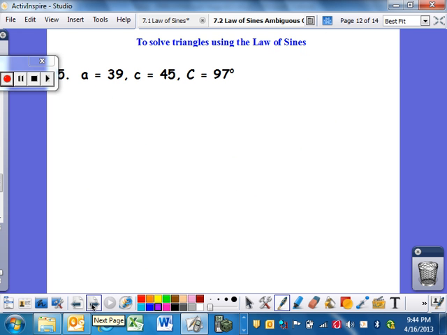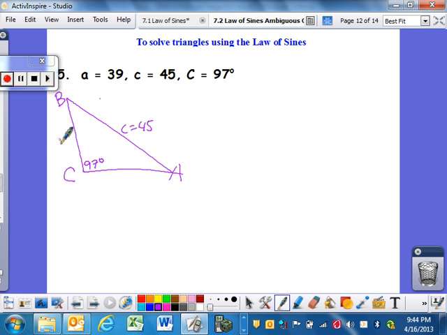Alright, I believe this one, once again, is another option for two triangles, or one triangle actually. So let's see, what do I have here? I know it's a little bit bigger than 90, so let's go like this. This is my C, 97 degrees. Side C equals 45. And then angle A here maybe, and maybe this is B. And if I say side A is 39, let's go through and find out what we have.